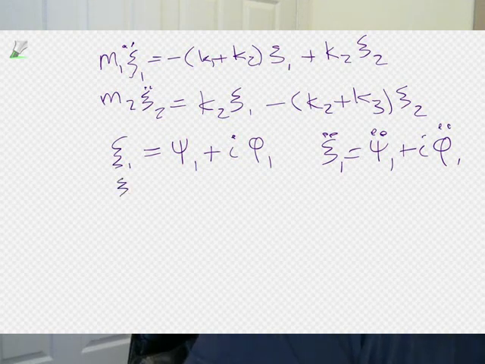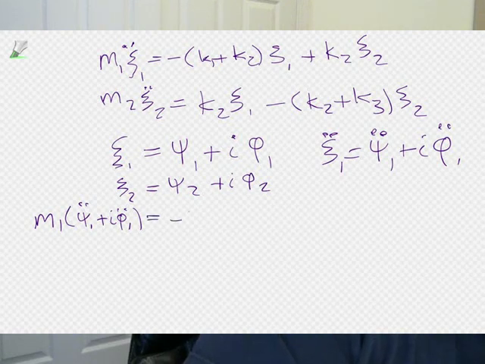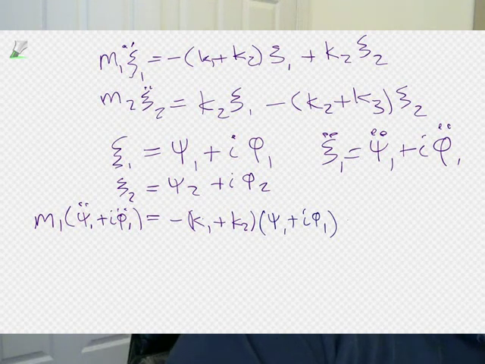By the way, before I do that, I want to do one other thing. I'm going to do the same thing with xi2, right? And then xi2 double dot works also. So let's substitute both of these back into the first equation. I get M1 times psi1 double dot plus i phi1 double dot is equal to minus (K1 plus K2) times (psi1 plus i phi1) plus K2 times (psi2 plus i phi2).